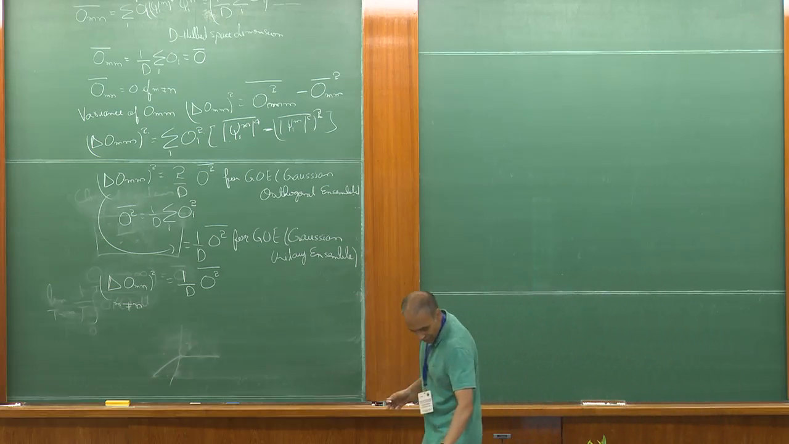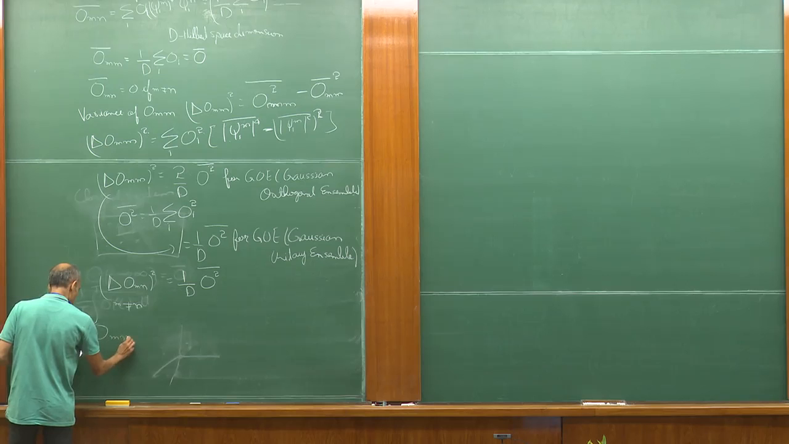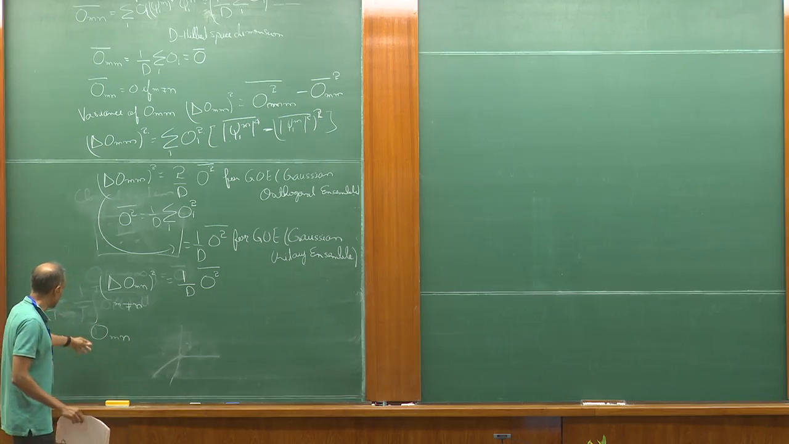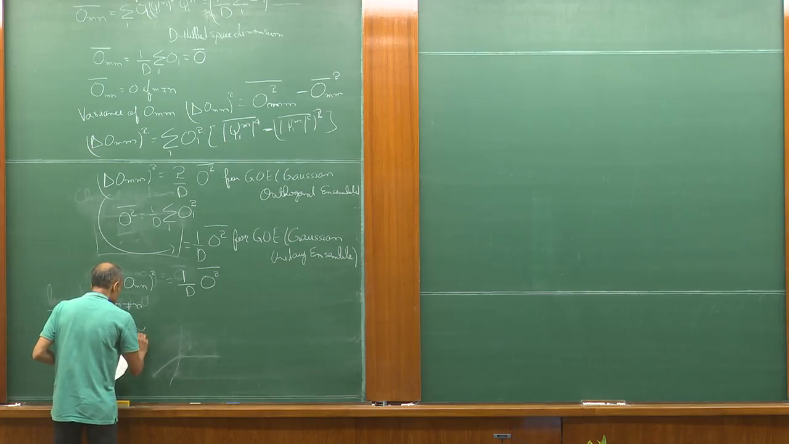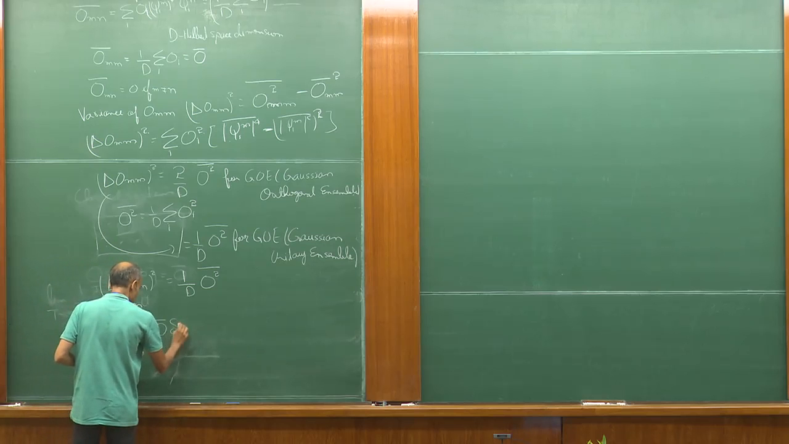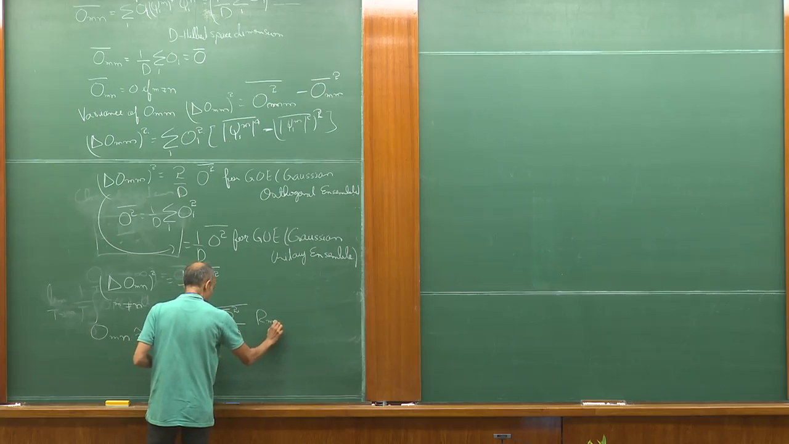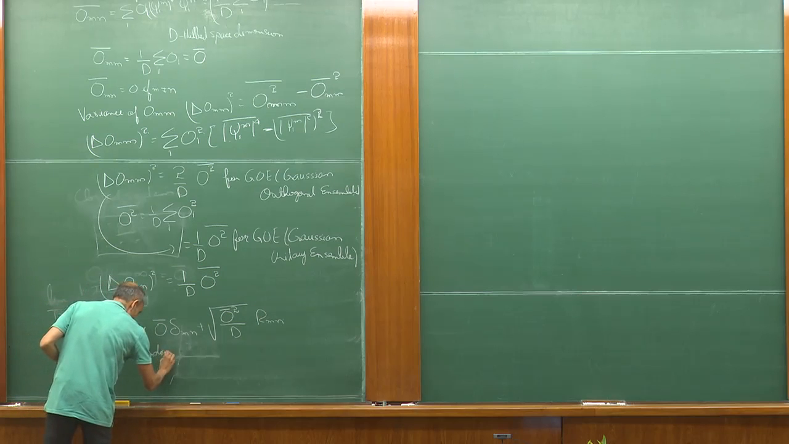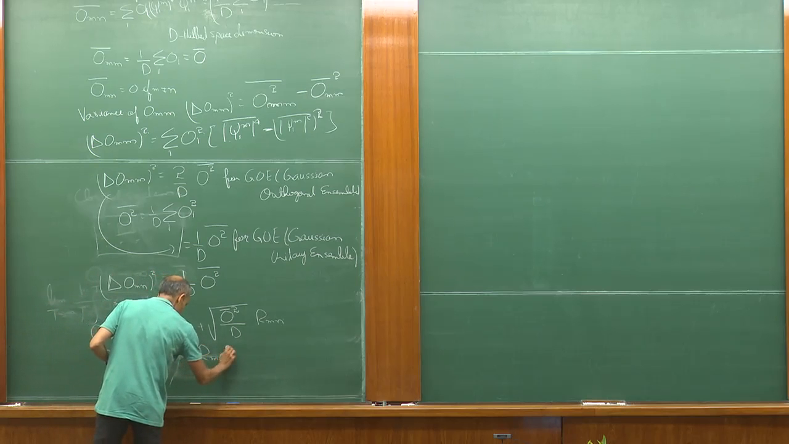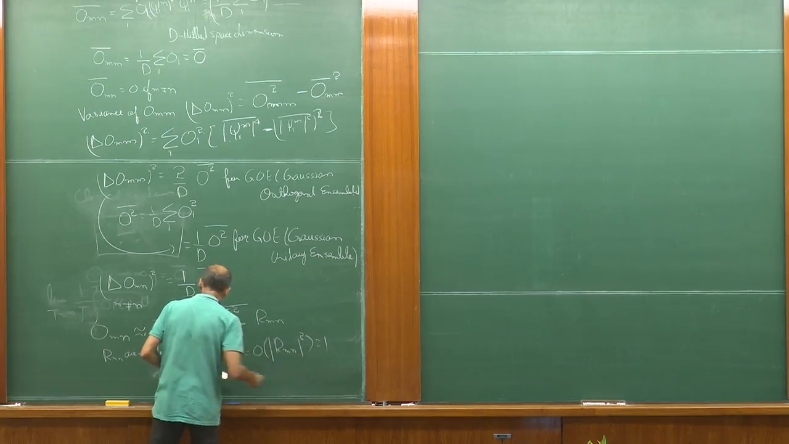And so given that, you can write down the following expression. If you look at what the matrix element O_mn is, it doesn't even have to be off-diagonal, just what the matrix element is. The matrix element can be written as O bar delta_mn plus square root of O bar squared by d times R_mn, where R_mn are random numbers with mean 0 and variance 1. So let me just explain what I mean by that.